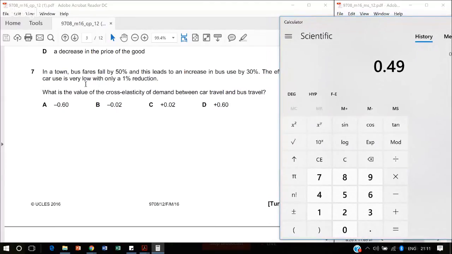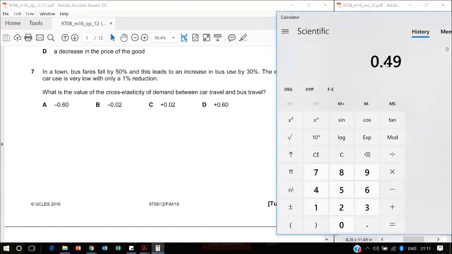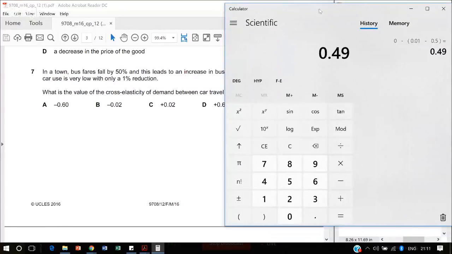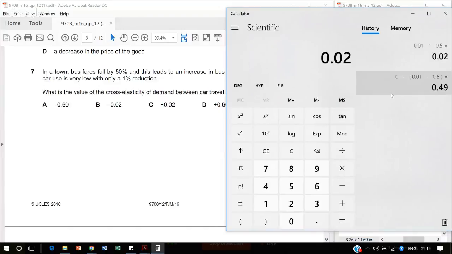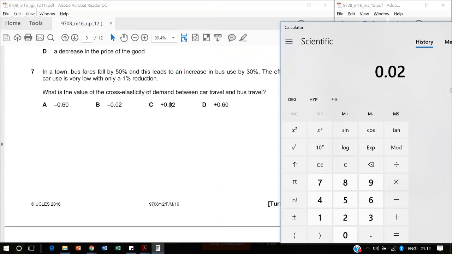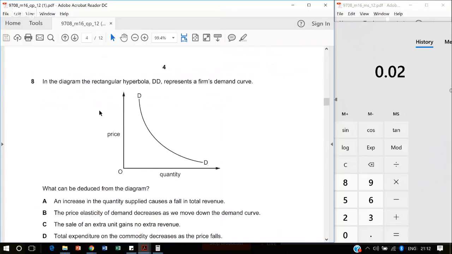So we're seeing the effect on cars is very low, with only a 1% reduction. So let's quickly check that we did our math correctly. Oh, okay, it's subtraction instead of division. Apologies for that. So let's do 0.01 divided by 0.5, and that gives us 0.02. And both numbers were negative, so the answer is just positive 0.02, which is C. Apologies for doing a subtraction there instead of division.